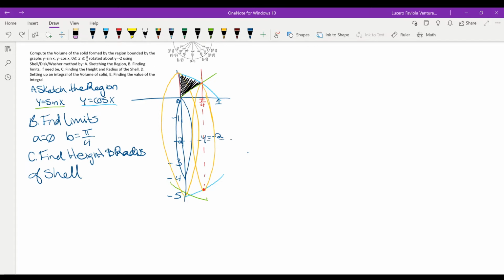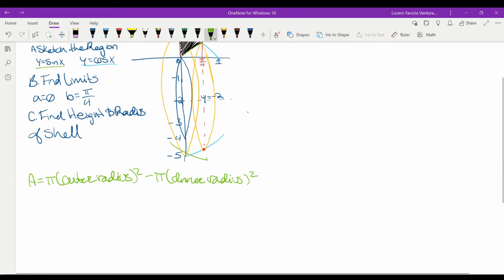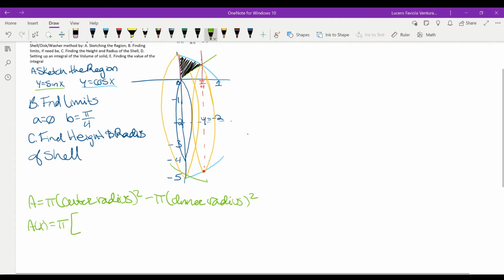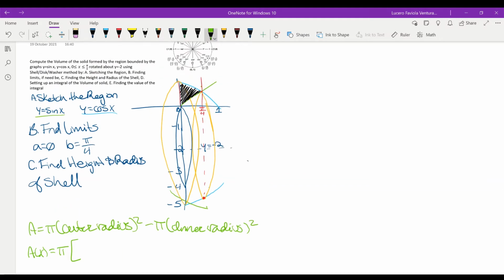However, this isn't really a shell, it's more of a washer. So we'll be working with radii here. So we need a different equation, which is A equals pi times outer radius squared minus pi times inner radius squared. And then if we rewrite this in terms of our graph, we would end up with A of x equals pi times, and then if we look at our outer radius, cosine of x, we'll see that it is 2 units.